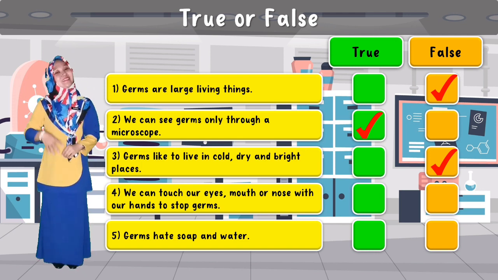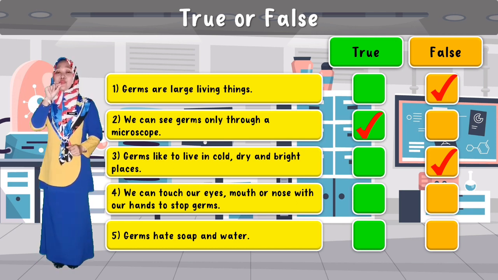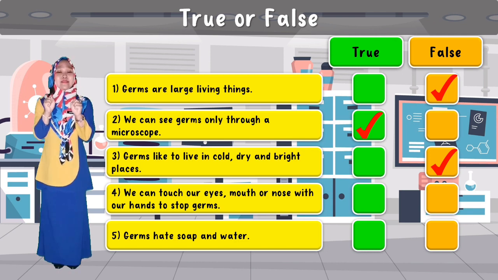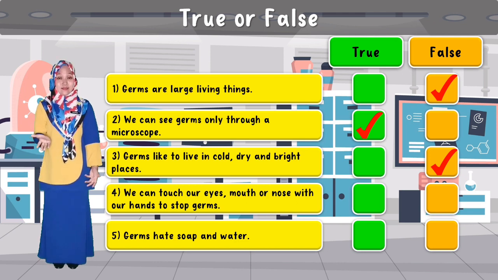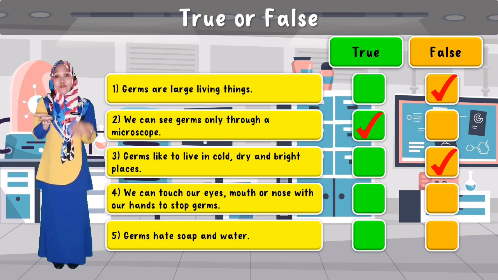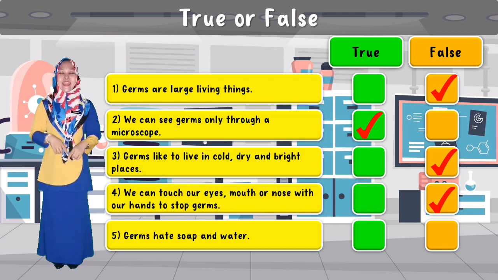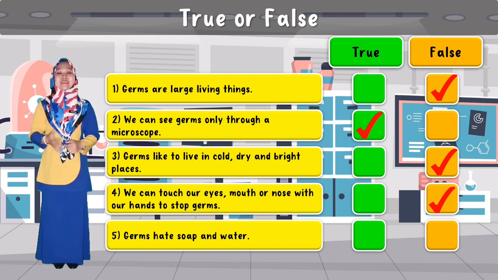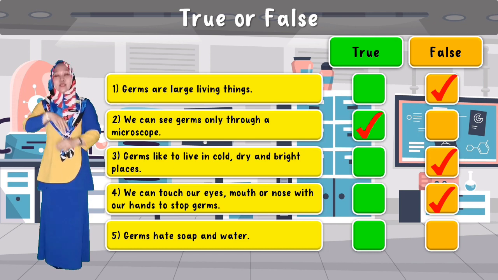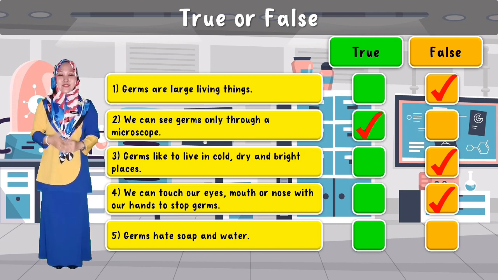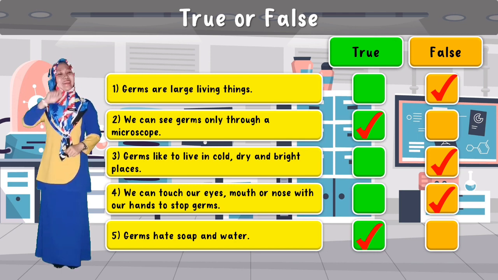Next sentence, sentence number 4. We can touch our eyes, mouth, or nose with our hands to stop germs. What's the answer? True or false? The answer is false. And the last sentence, sentence number 5. Germs hate soap and water. So what's the answer? True or false? Yes, the answer is true.